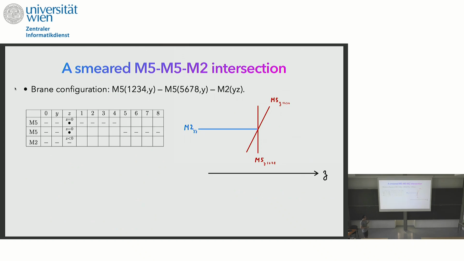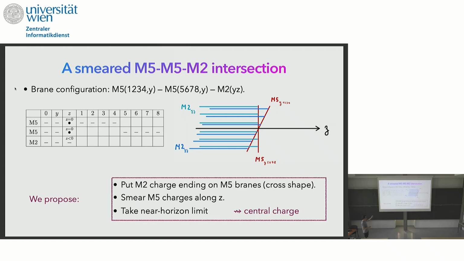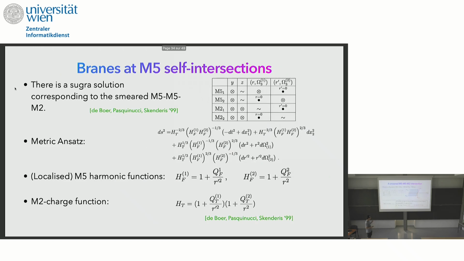But what we are going to do is something a bit easier. Instead of thinking that we have this M2 brane ending at a single point, we propose to put this M2 brane charge ending on a cross shape everywhere on the M5 brane. So then you would smear the M5 brane charge on the Z direction by assuming that the Z direction is compact, and then take the horizon limit, and then you can compute the central charge. Let me go quick on that. So there is a supergravity solution corresponding to this intersection.